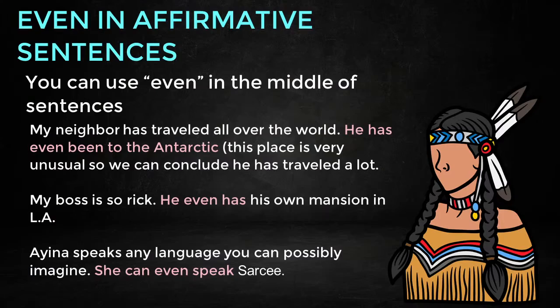So when I say, look at the position of even, okay? He has even been. So this is present perfect, okay? But let's take a look at a phrase that is easier. My boss is so rich. He even has his own mansion in LA. So, generally speaking, the position of even is before the main verb.